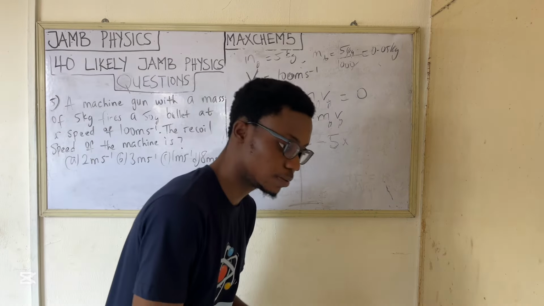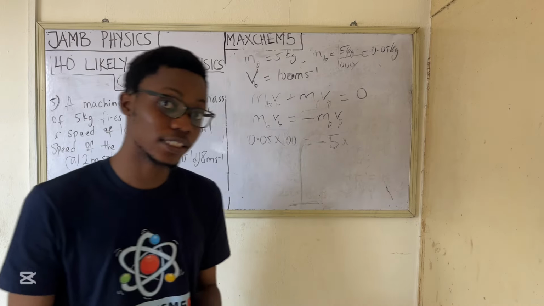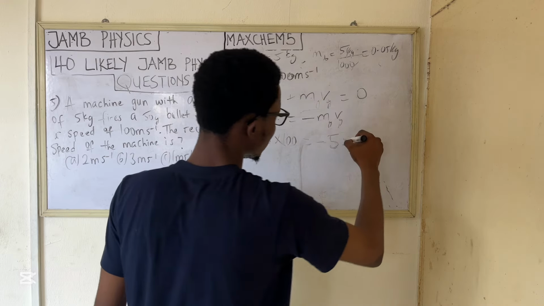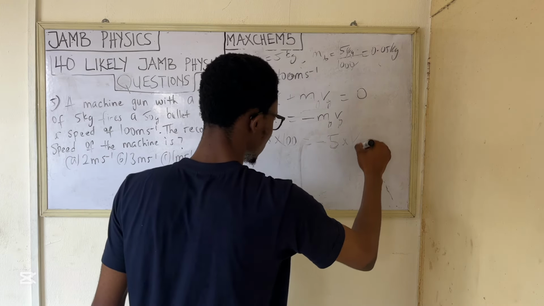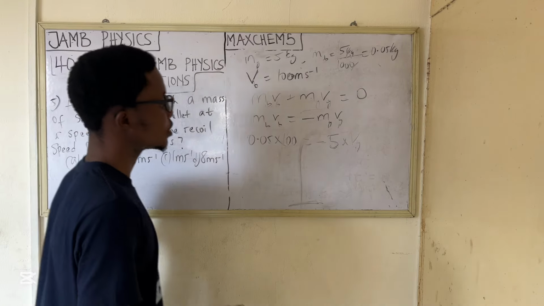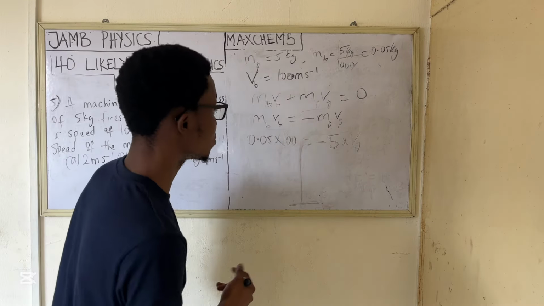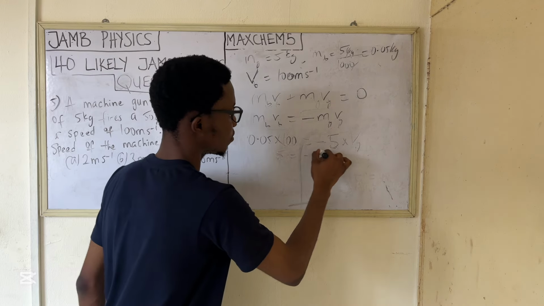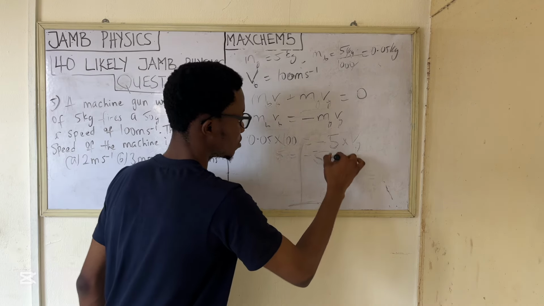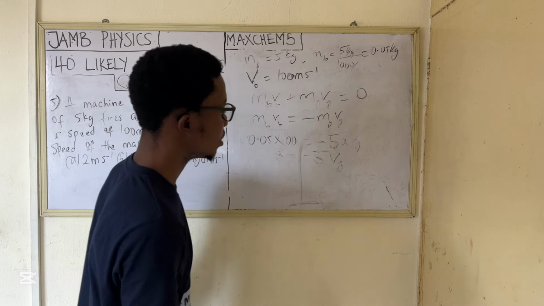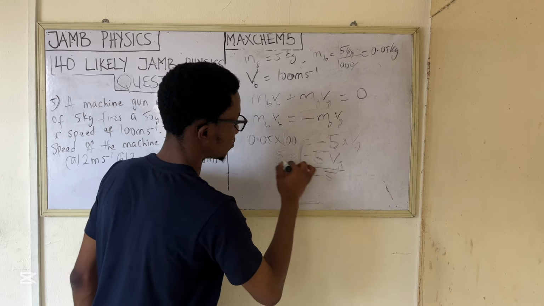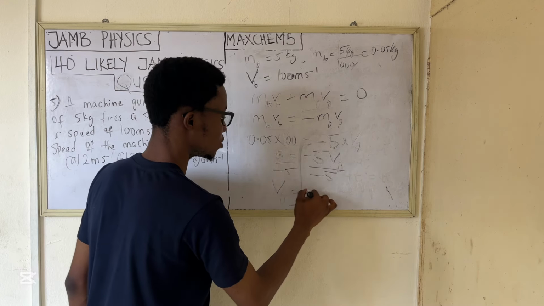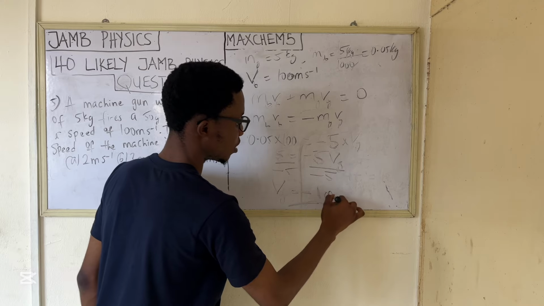If you shoot a gun now, there's this backward reaction you have. That is the recoil velocity, let's say vg. So 100 multiplied by 0.05 will give us 5. Then we have minus 5 vg, then divided by minus 5. So the recoil velocity of the gun is equal to minus 1 meter per second.